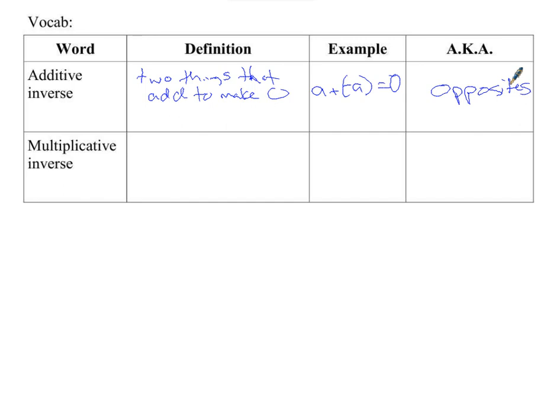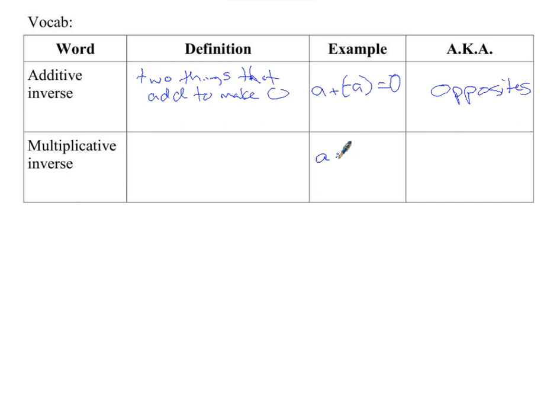Multiplicative inverse is very similar, except this time when we multiply these two numbers together, we get 1, yeah. So if I have A, I will have to multiply A times what so that I wind up with 1? No, that would give me AB. A times 1 is A. A times B is AB. A times 0 is 0. A times negative A is negative A squared. None of this is giving me 1.